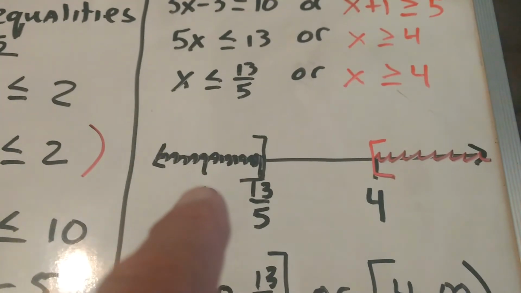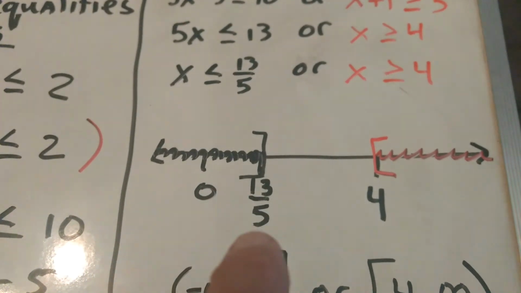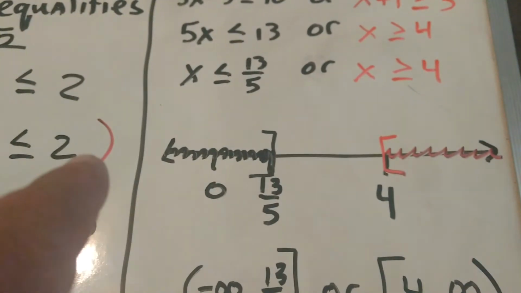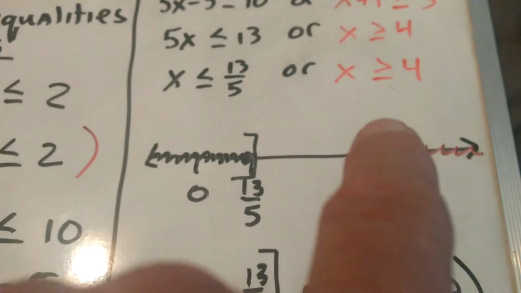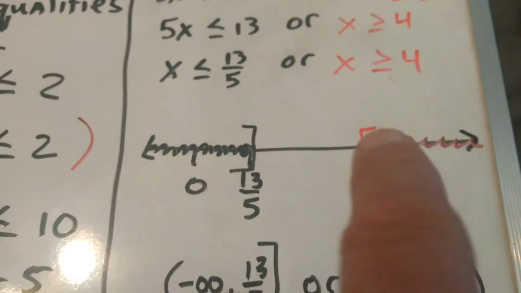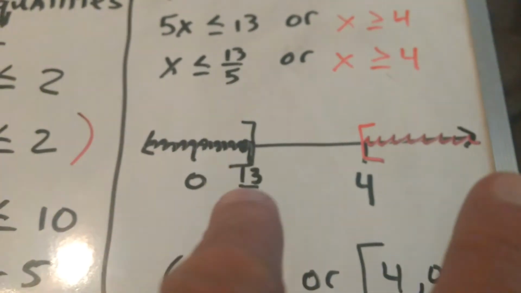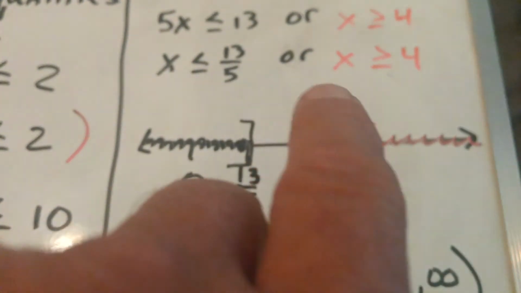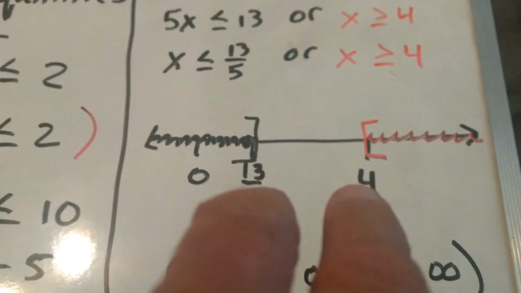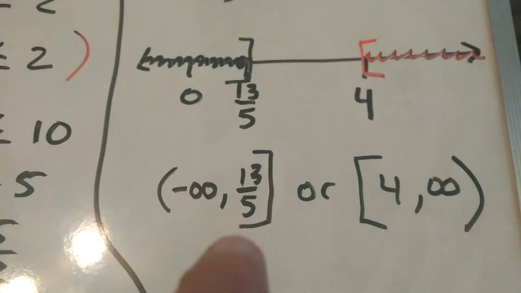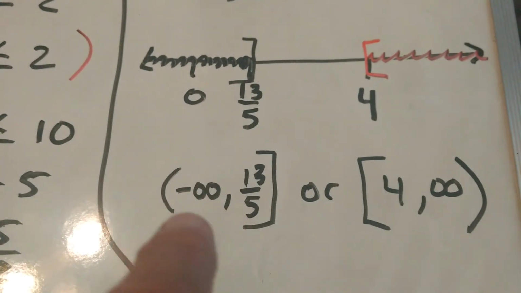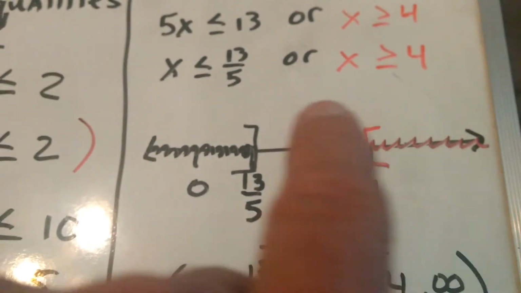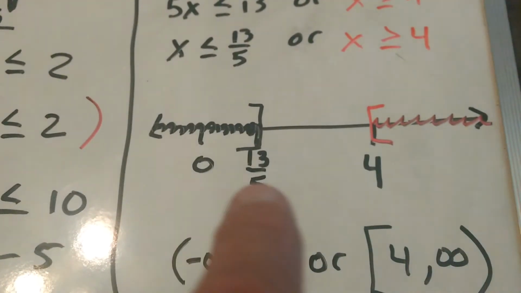So if I graph the x less than or equal to 13/5, it's a bracket, everything going to the left. Graph the x greater than or equal to 4, it's a bracket, everything to the right. So both of these are my solution because it's an or. Had it been an and, there would be no solution because there's no intersection. So when I write this in interval notation, incidentally, this is algebraic notation already, don't have to mess with it. There's graphical.